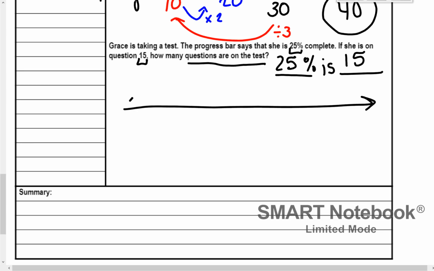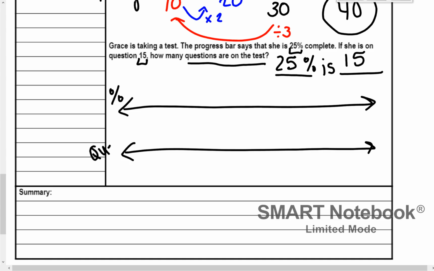Let's make our two double lines. We have our percent on the top. And this one we do have a label. So it's not just a number, it is questions. So we do want to label it questions. And that'll just really help us label our answer at the end. Okay, and make meaning of the problem. Start at 0, 0. We want that whole, so our answer is going to be 100%.